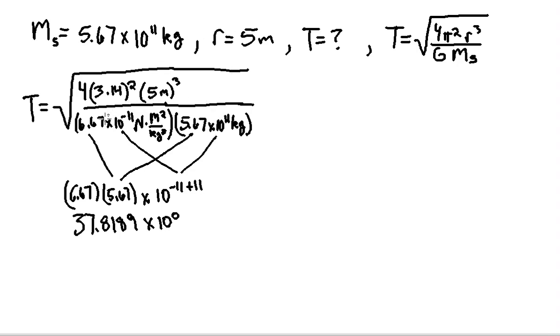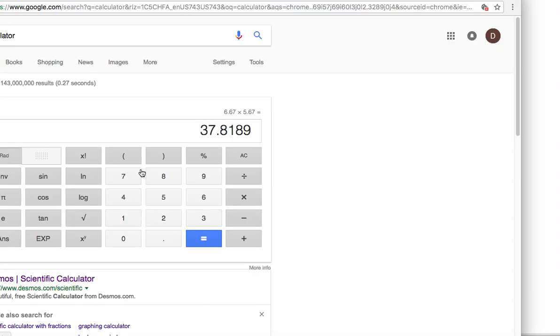All right, so now we can rewrite all of this. We have 4, let's just deal with multiplying this stuff out right now. 3.14 squared. You could have also pressed this and then the 2. So that equals 9.8596.